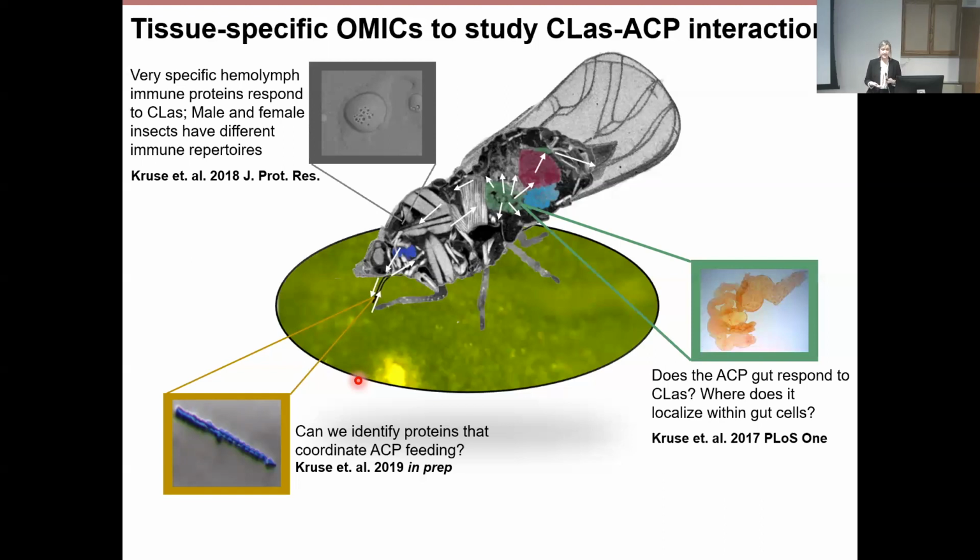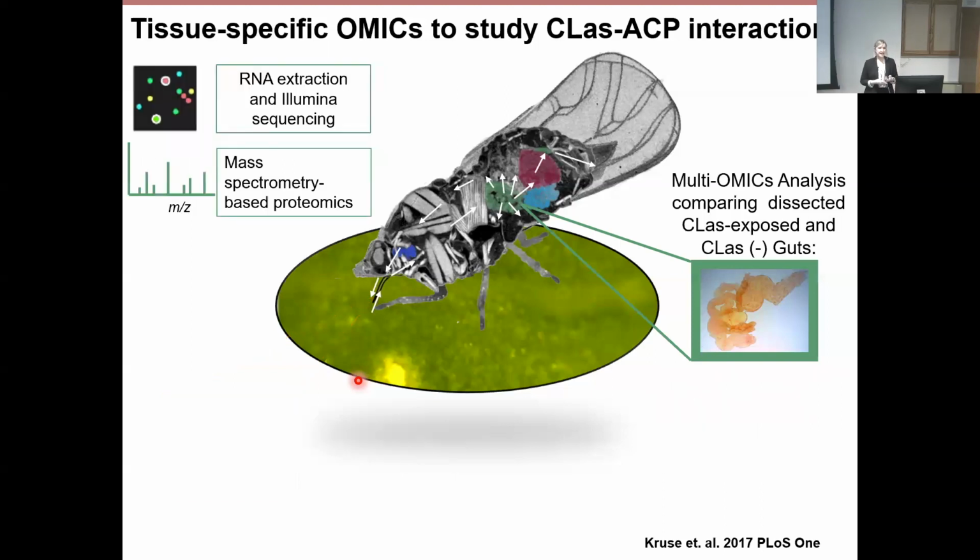And so in the third study that I'll talk about, I asked the question of whether we can identify proteins that coordinate insect feeding. So to begin, I am going to present to you a multi-OMIC study of the response of the insect gut to CLas.